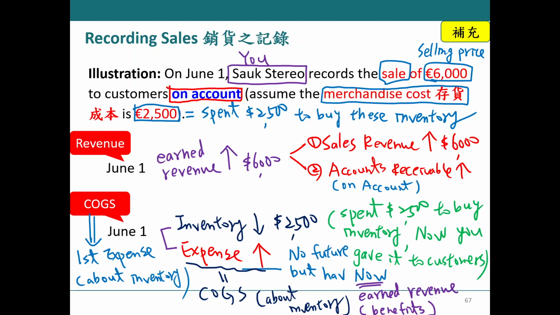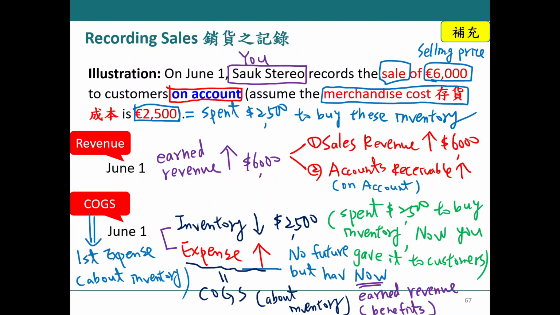For revenues, you think about the relationship with the customers. You earn the revenues from customers, but customers didn't pay, okay? From cost of goods sold, you have to think about the money you spent to buy the inventory before, okay? Inventory decreased because you give it to customers already. So no future economic benefit, that's why your expenses, cost of goods sold, increase, okay? Any questions? Then please go to your handout on page 20.